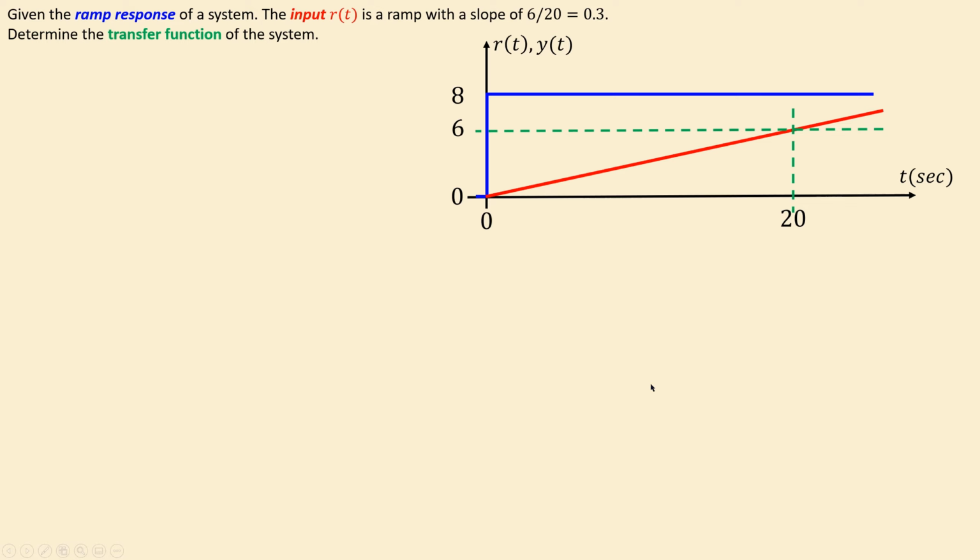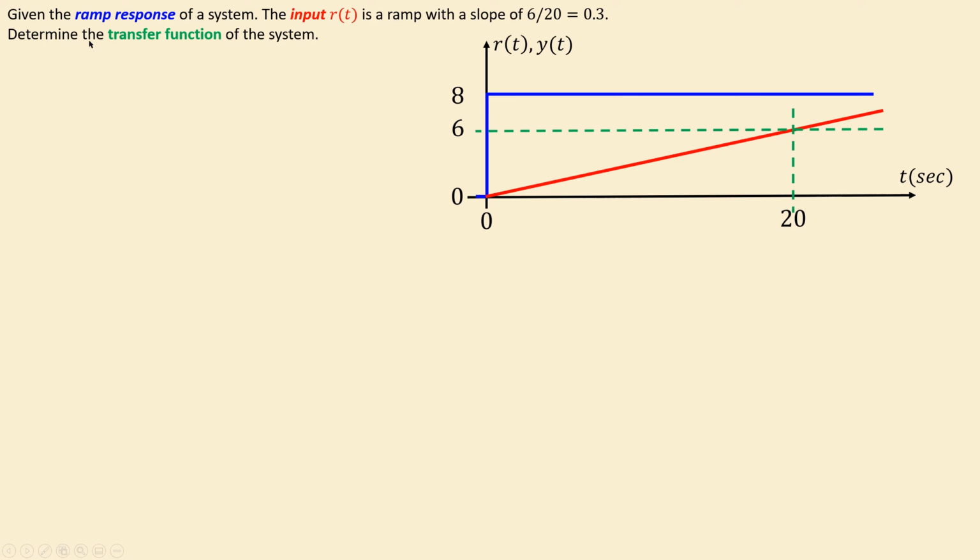In this example we have a different type of input, and the response is not a step response but the ramp response. So the system has a ramp response, and that means the input is a ramp, and a ramp is actually a linear increasing signal. In this case the input R is a ramp with a slope of 6/20. You can already see that from this point. So it is 6 height at 20 seconds, or you can also have 0.3 as the slope.